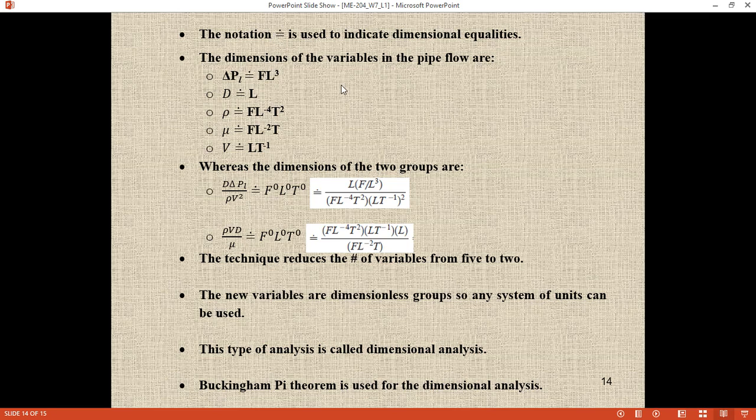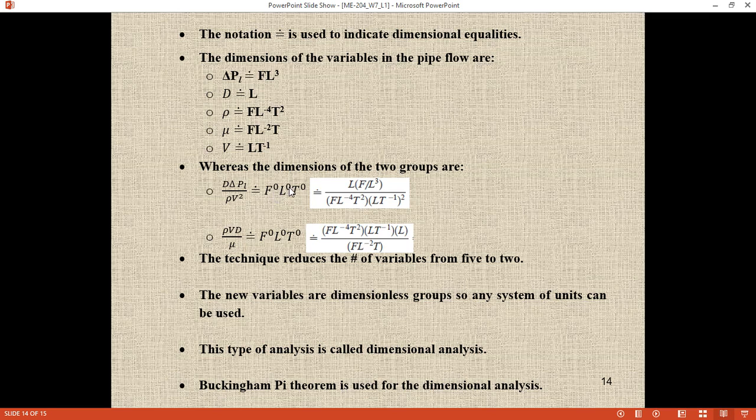So what are the dimensions of the variables in the pipe flow? The dependent variable is delta P, and the independent variables are diameter, density, viscosity and velocity, and these are the dimensions of these variables. Put these dimensions in the dimensional groups. This is the first group, this is the second group. When you put them all in and simplify, you will end up with this number.